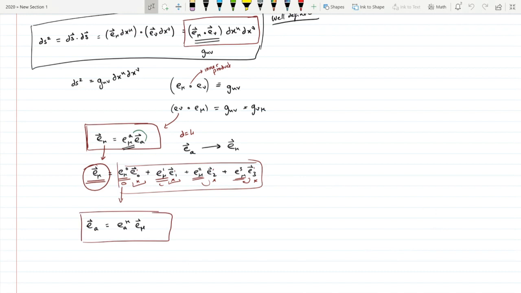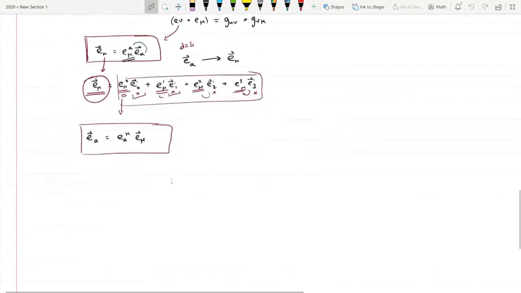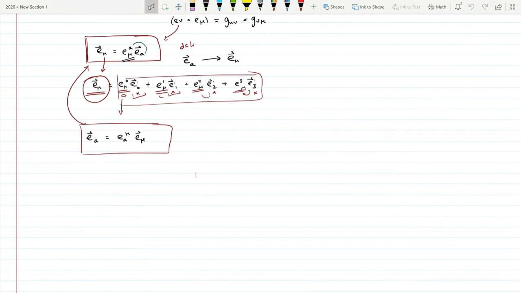All I've said is the same thing: if I'm changing from one set of coordinates to another, all that changes is that I have to write the old basis vector as a linear combination of the new ones. The crucial components that determine this are these transformation components. So what happens if I substitute this into that? Let's work that out. I can write E mu as E A mu E mu A.